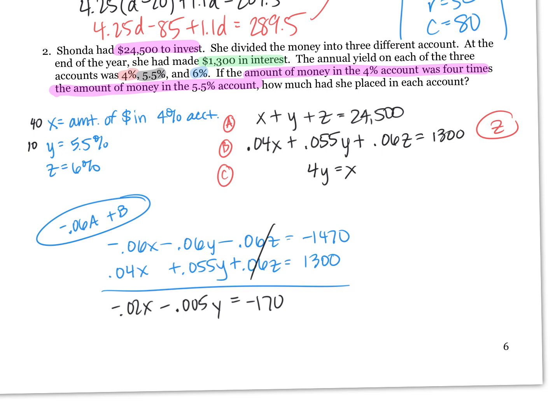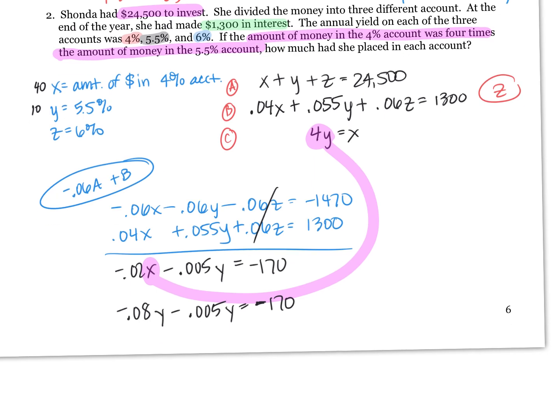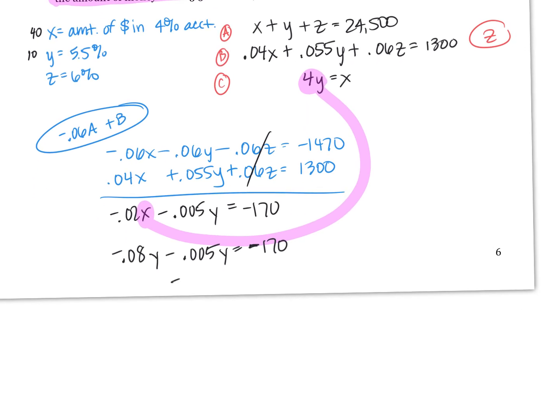If x is 4y, I'm going to substitute 4y right there. And by doing so, we get negative 0.08y minus 0.005y. Those decimals might lead us up a creek. When I combine those, negative 0.085y, and then when we go to divide it, we just hope.